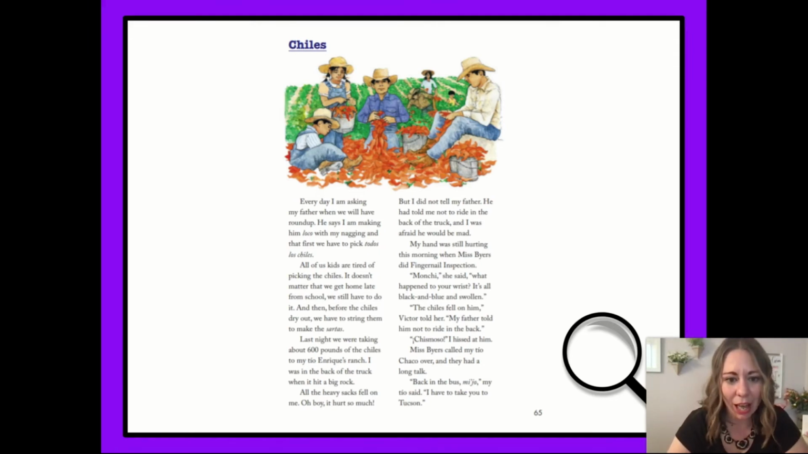Last night, we were taking about 600 pounds of the chiles to my tío Enrique's ranch. I was in the back of the truck when it hit a big rock. All of the heavy sacks fell on me. Oh boy, it hurt so much, but I did not tell my father. He told me not to ride in the back of the truck, and I was afraid he would be mad.